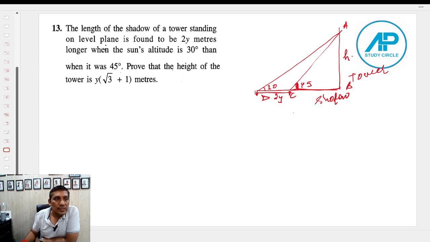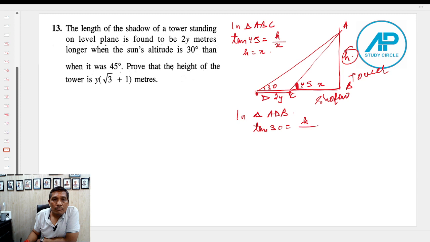And let's take this as h. What do we have to find? We have to find the value of this h. Let's take this as x. We don't need x into this. I can replace x with h here. So that gives me 1 upon root 3 equals to h upon h plus 2y. Root 3h minus h equals to 2y.